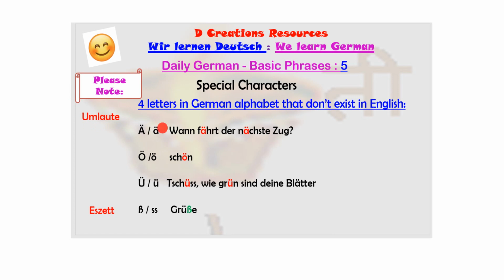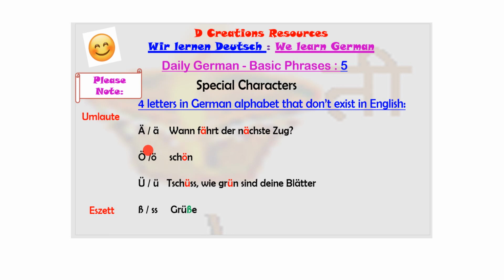So this is A, and when you see two dots, it's A umlaut, is how it is called. Remember the sentence we learned? Wann fährt der nächste Zug? And here, of course, we had spoken a lot about the pronunciation of Zug and how it is not Z and it's Z.